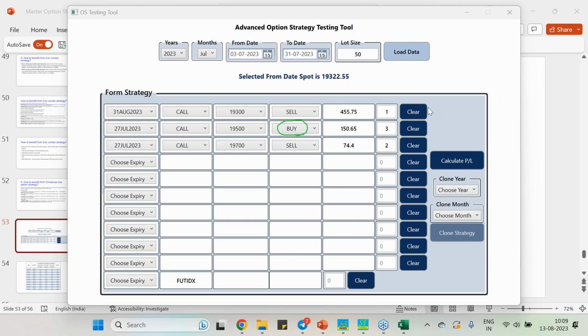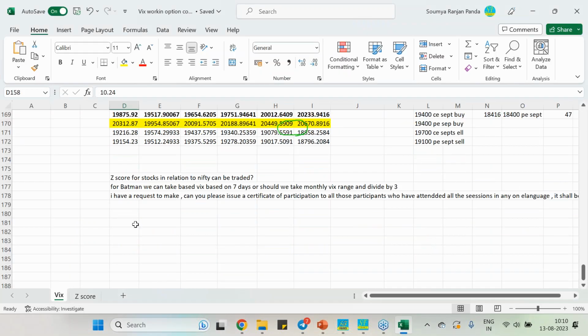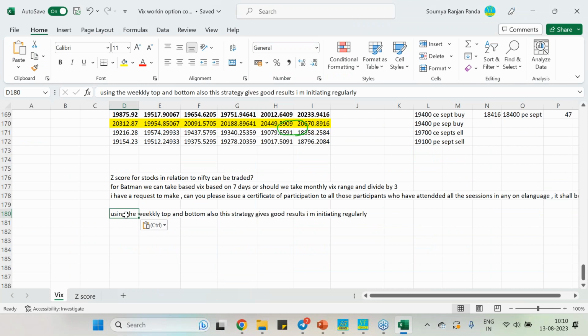Manish is saying that using weekly top and bottom, this strategy also gives good results, and he is initiating this. So Manish ji is also using this thing, using the theta. What he is telling is, finding out the weekly top and bottom points, making it, and this gives good results in initiating, and he is initiating it regularly.